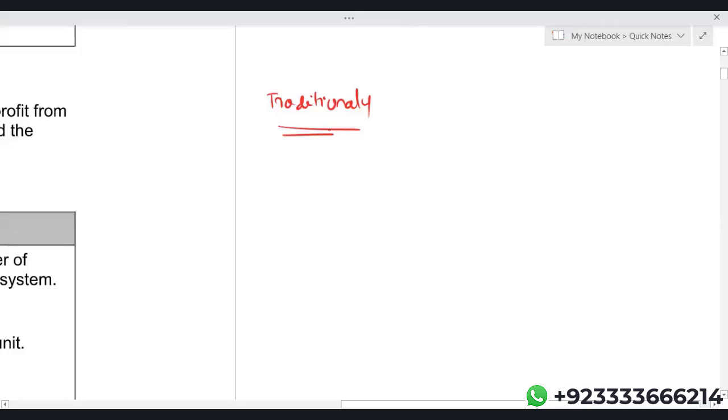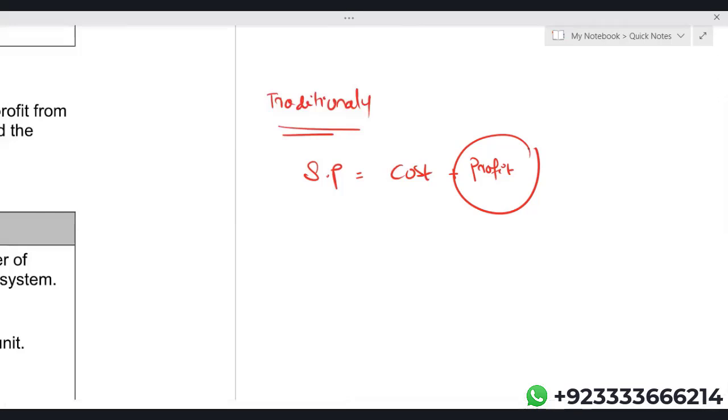Traditionally, how did organizations decide the selling prices? Traditionally, the selling price was equal to cost plus the desired profit, whatever they want. That desired profit is up to the company. So traditionally, companies used to follow cost-plus pricing. Cost plus profit is equal to the selling price. This is what they traditionally used to follow.